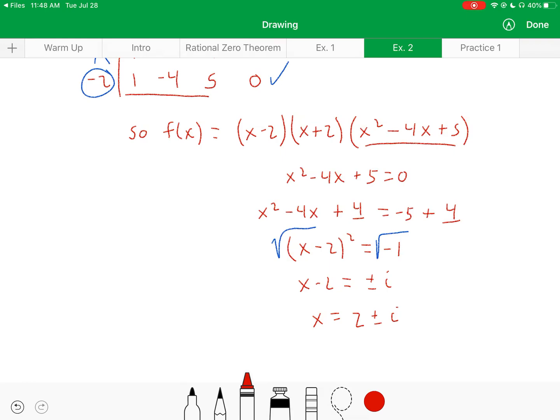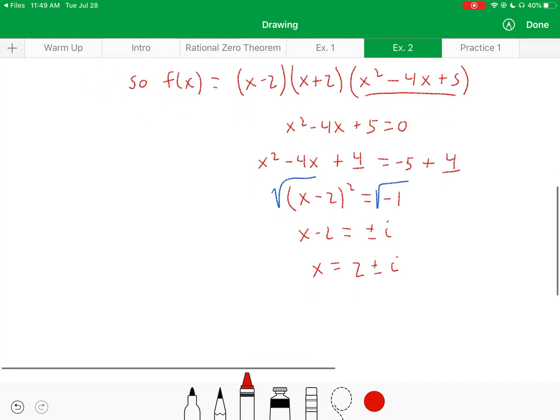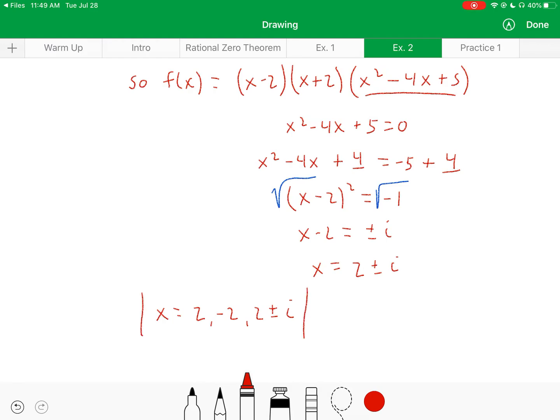They are complex zeros, okay? And that just tells me that had I tried P's and Q's on the quadratic, I wouldn't have got any of my list of P over Q's to work because they would only have been rational numbers and the final zeros here are complex numbers, okay? So in the end, we're saying that this function has zeros of 2, -2, and then 2 plus or minus i for a total of 4 zeros.